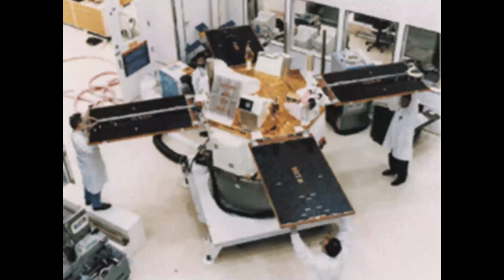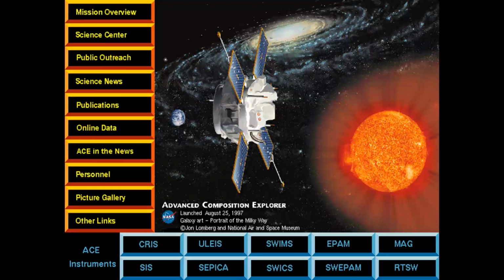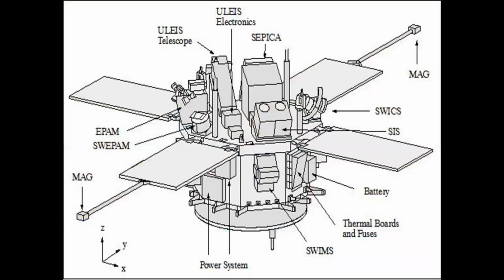Okay. This is the satellite as it was being built right here in Colorado. So you can actually see the spacecraft. This is what the different instruments are on the spacecraft. Each one of these provides its own separate and unique data streams. This is the schematic drawing of the satellite.